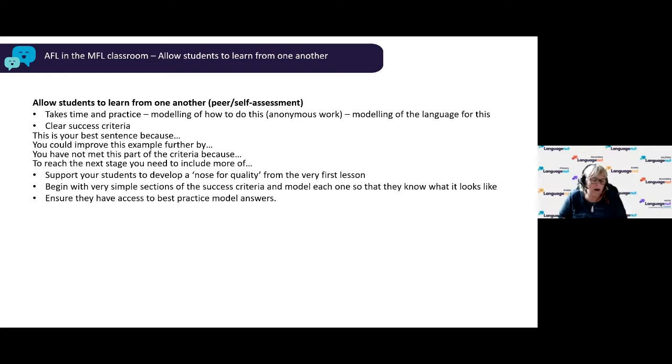So one thing I've done is I've modelled how to do this with an anonymous piece of work, and I've gone through it several times, and it may well be that you have to do this a number of times with some classes, depending upon how you feel that class is able to manage this. But certainly being able to look at the clear success criteria, and it can't be stressed enough that to have the success criteria in manageable small chunks and not to overwhelm them with a complete and utter bank of success criteria statements is really quite over the top.